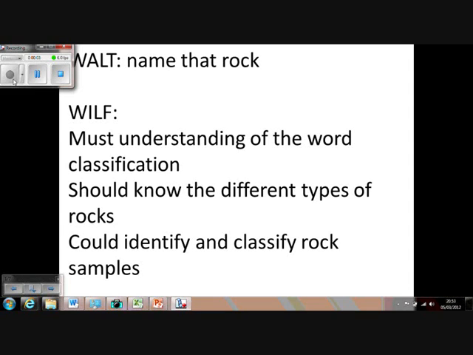Okay, so let's start our homework. We are learning to name that rock. What I expect you to know by the end of this session: you must understand the word classification. You should know the different types of rocks, and you could identify and classify rock samples.